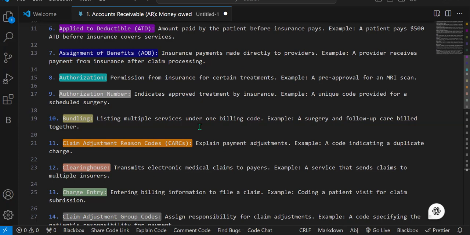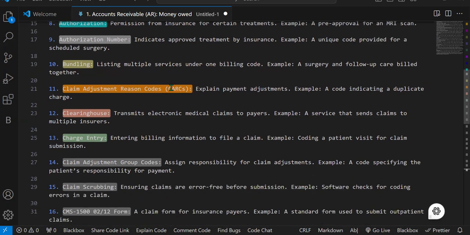A surgery and a follow-up are billed together. You will have a code for the surgery and a code for the follow-up care, and you mix both codes and bill them together. That is bundling, and then it is a denial. So you have to work on the denial, clear the denial, and get the payment from the insurance company.